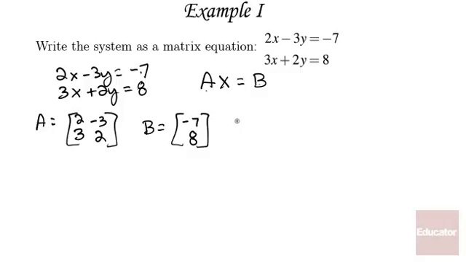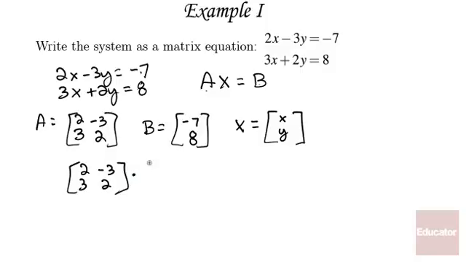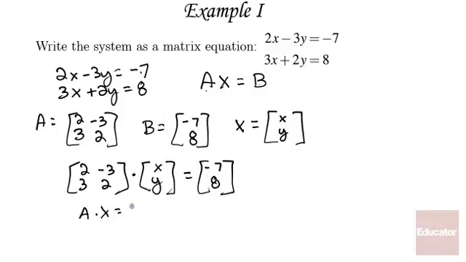Okay, then I'm going to have a third matrix that contains the variable. The next thing to do is to put these together into an equation. So that's going to give me A times X equals B. Okay, so the matrix equation for this system of equations is shown here. And this is AX equals B.